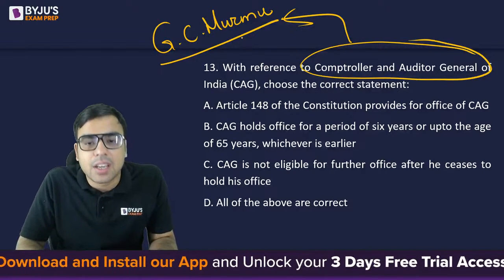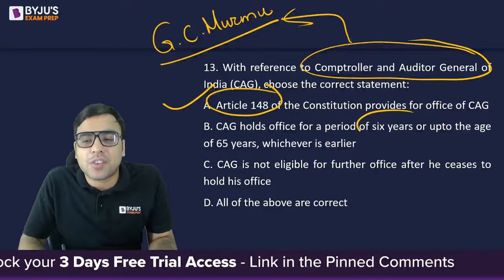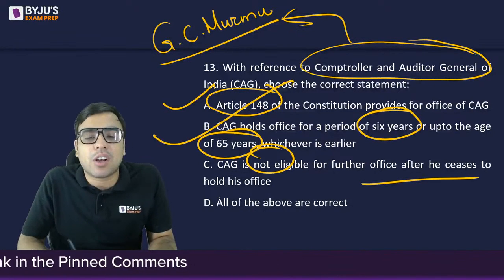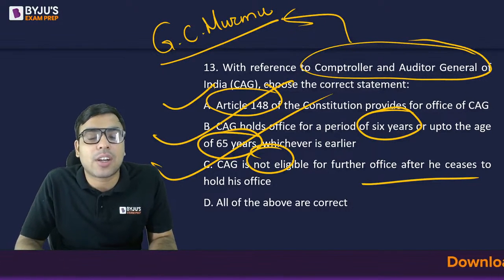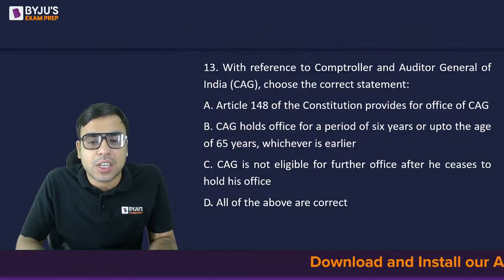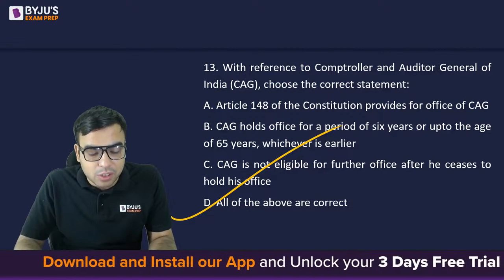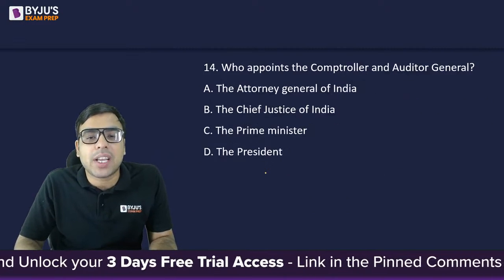Okay, yes. So Article 148 talks about CAG, correct. CAG holds office for 6 years or up to 65 years, correct. It is not eligible for further office, that's also correct. So after CAG retires, he or she cannot take any government post. So in fact, all are correct. So the right answer is D is the right answer to this question. Okay. So yes, Namra Aftab is right. D is the right answer to this question. You should be knowing about CAG.